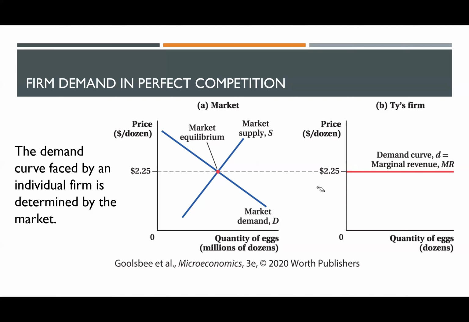Because those firms are price takers, the firm demand curve is going to be perfectly elastic, and it's going to exactly equal the firm's marginal revenue. Marginal revenue is how much they get from selling each additional good, and that's just going to equal the price. As they sell a dozen eggs at $2.25, that's the revenue they've received from the sale of that single dozen of eggs.